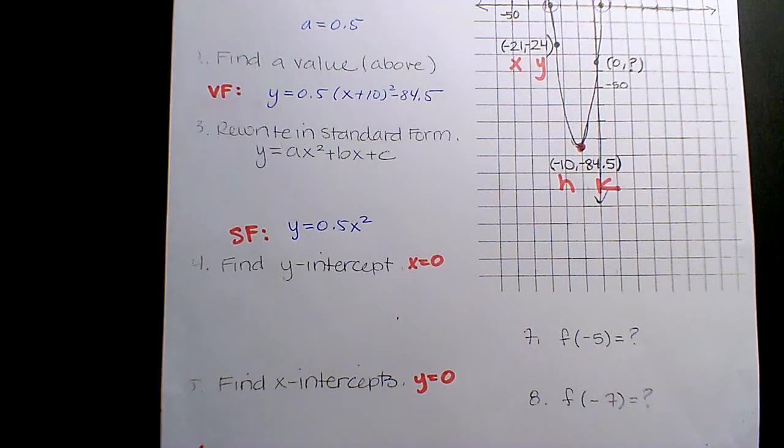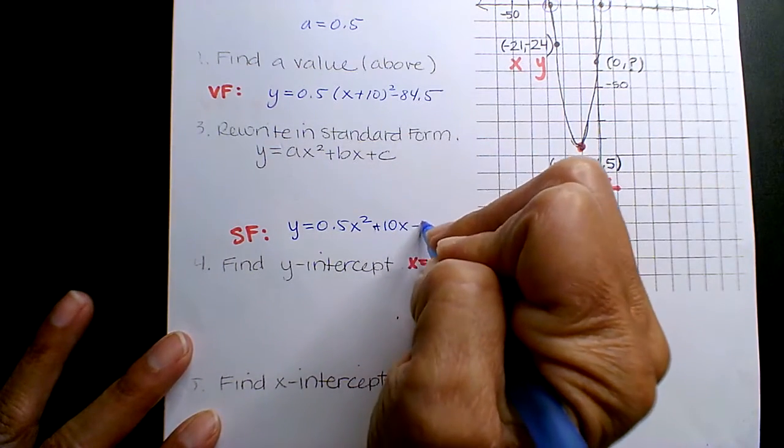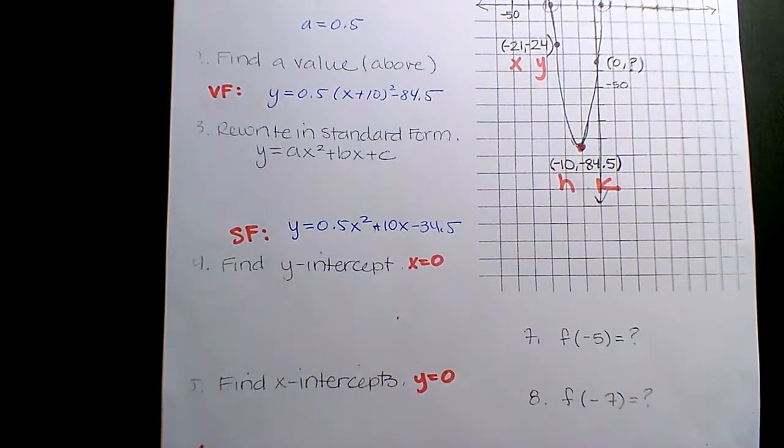So you get 20, and then you go by a half. Oh yeah, positive 10. Okay, you're awesome. And then I'm going to come back to you and talk about it. So plus 10x minus 34.5. Okay, that's your standard form.